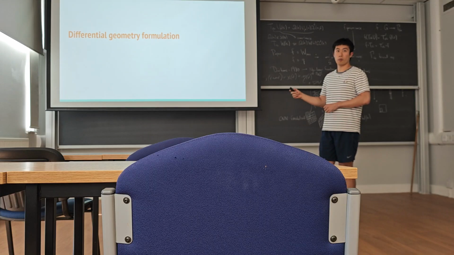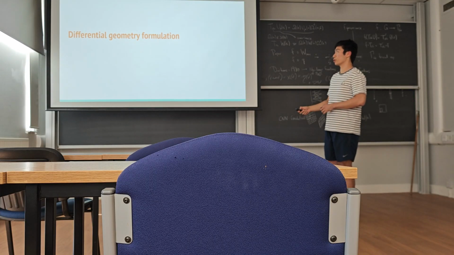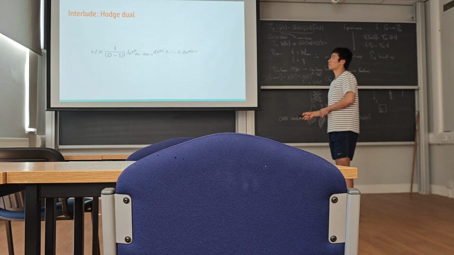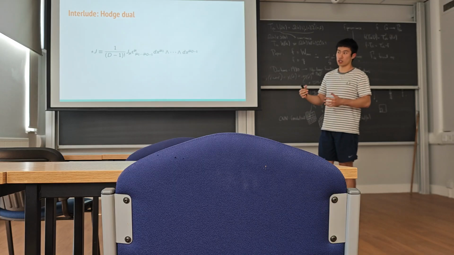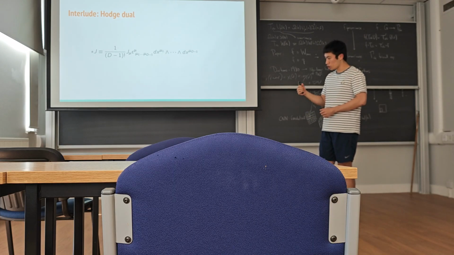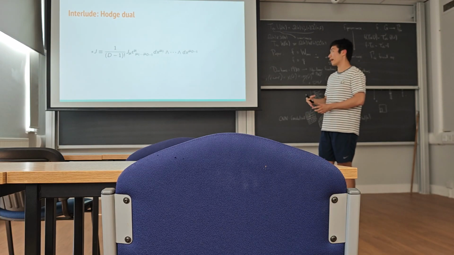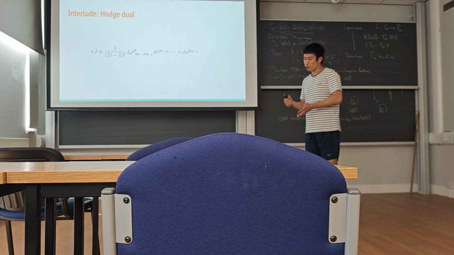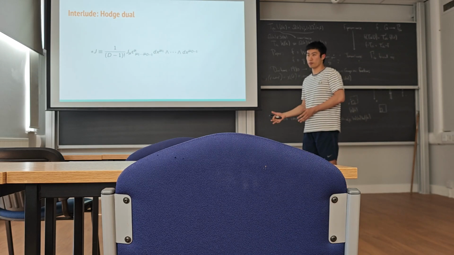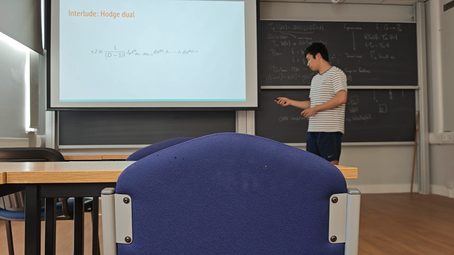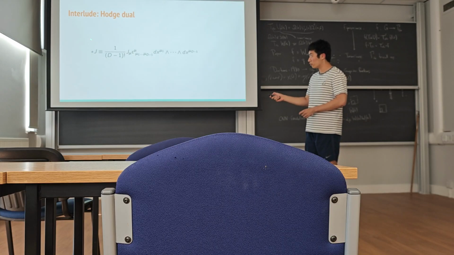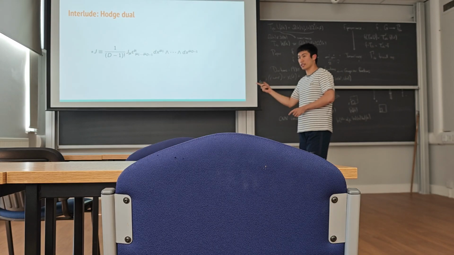Okay, so now we're going to formulate everything in terms of differential geometry. First, I have to introduce to you what is the Hodge dual. A Hodge dual basically is a way to assign n-forms to become (d minus n)-forms. So in particular, here J is a 1-form, and the Hodge dual of that is a (d minus 1)-form.